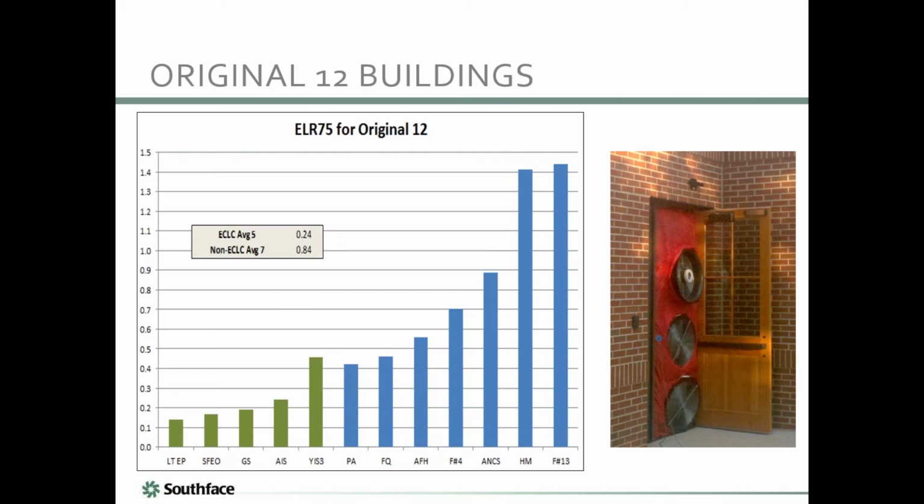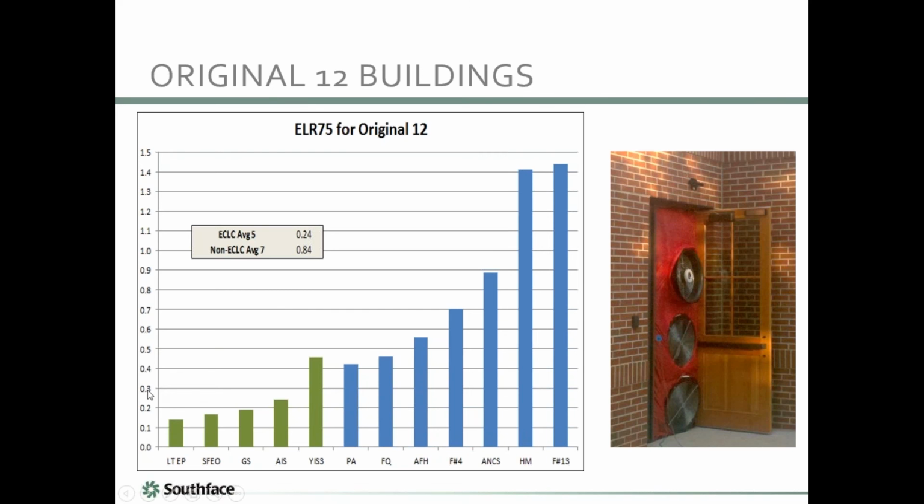But what we found was, and again, this was just a random sampling, not trying to draw too many conclusions, but the ones that paid attention had about a 0.24 ELR, and the ones that didn't had about a 0.8. And so you could say they were over 3 times leakier.